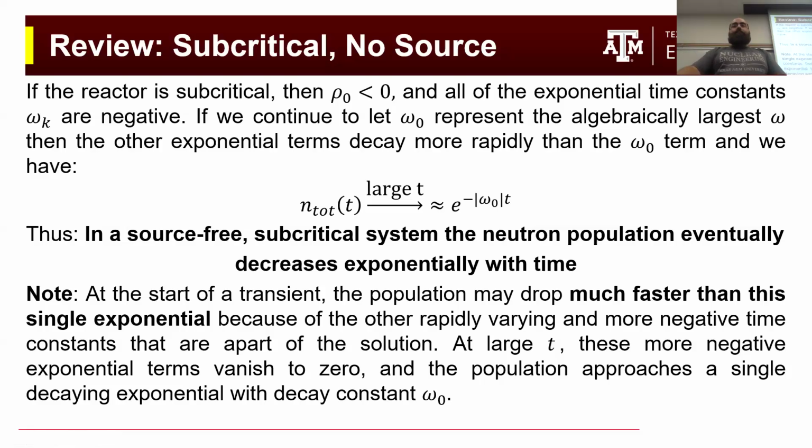So if we were subcritical, then that insertion was negative, and then all of the time constants are negative. But if we were to say, how does this population look at some longer time t from the initiating event where we go subcritical, then it's going to end up being dominated by the term that has the algebraically largest time constant. And either way, that time constant was negative. So the later time behavior of my system is going to look like an exponentially decaying function. So if you're a subcritical system with no source, your neutron population will eventually decrease exponentially with time, following the behavior of that largest time constant.